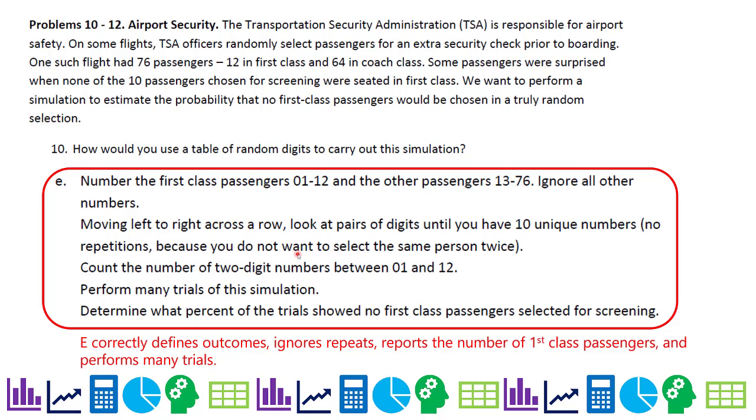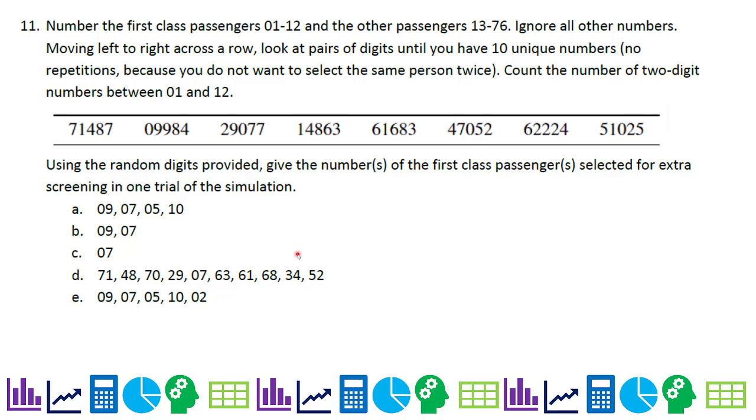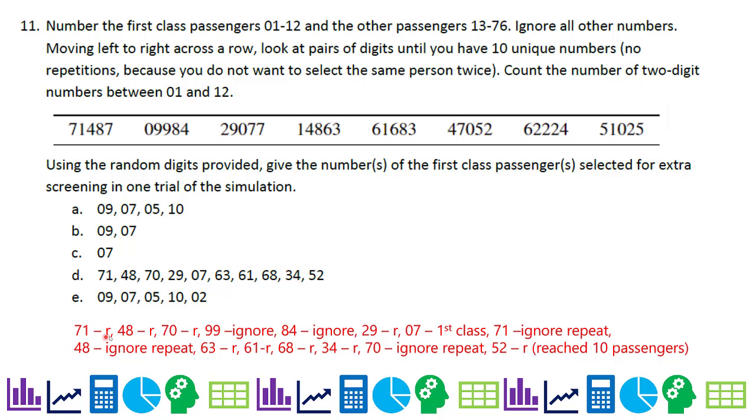So now we're going to go ahead and do a simulation pretty much saying what we did before, but we're just going to do one trial. So we're not doing a full simulation. So you can see it says one trial using the random digits. So what I'm going to do is I'm going to pair off these numbers and then show you what's going on. 71 is regular, 48 is regular, 70 is regular. So you can see 71, 48, 70. 99 we ignore, 84 we ignore. So these do not count towards my 10-person passenger count.